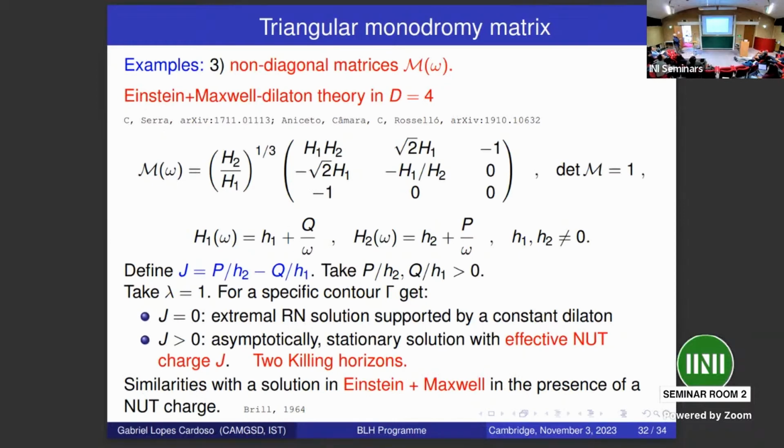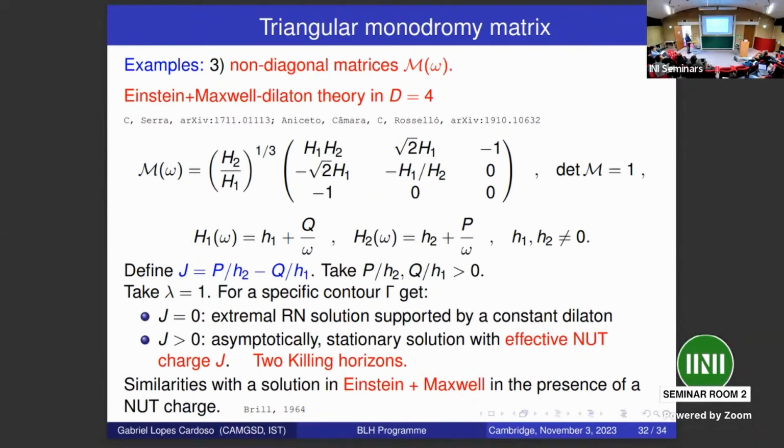This would be an example that pertains to Einstein-Maxwell-dilaton theory. It's given in terms of 2 functions, h1 and h2 of omega. Replace omega by your spectral curve relation. It factorizes, canonically factorizes. Now, if there is this quantity j here, if j is 0, the space-time solution you find is an extremal Heisenberg solution supported by a constant dilaton. But if you take j, this ratio, to be different from 0, then you actually find a space-time solution with 2 Killing horizons, and it appears to asymptotically approach a knot space-time. And as far as we could see, the solution is new in the literature.